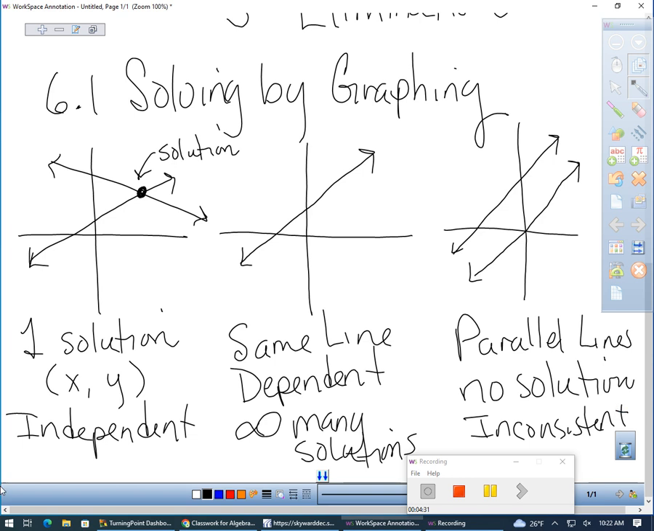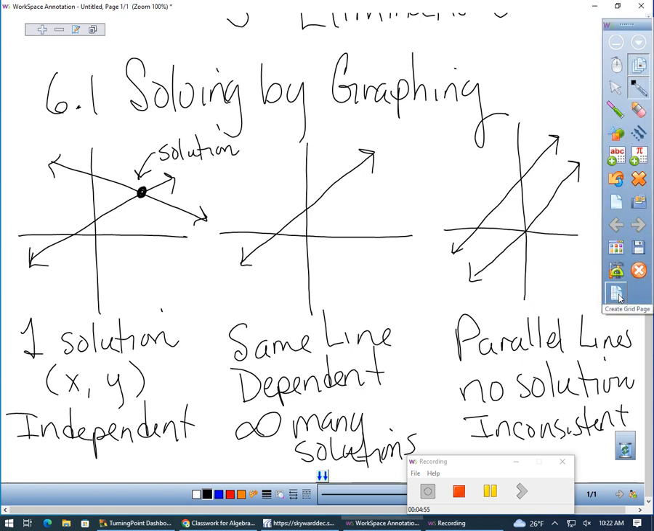So that's the 3 possibilities for today. We're going to have an answer, could have infinitely many solutions, or we could have no solution. Seems pretty easy, right? All right, so here we go.